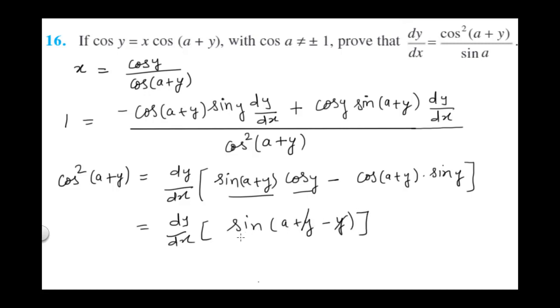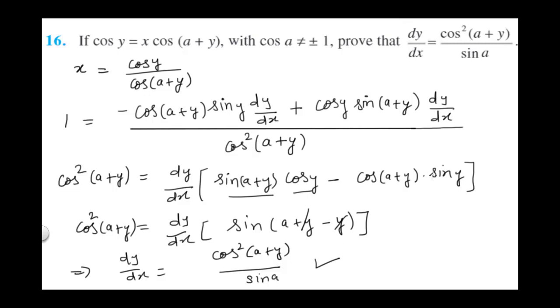Y and y getting cancelled, we're just left with sin a, and here we have cos square a plus y. So from here we can say dy by dx is equal to cos square a plus y divided by sin of a. This is what we had to prove, and we are all done with it. Clear? Let us go to another question.